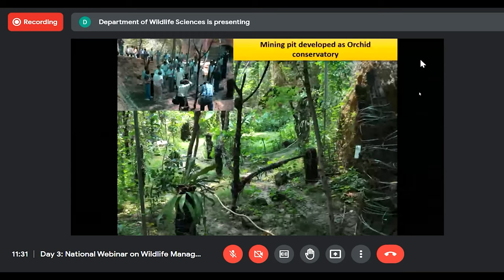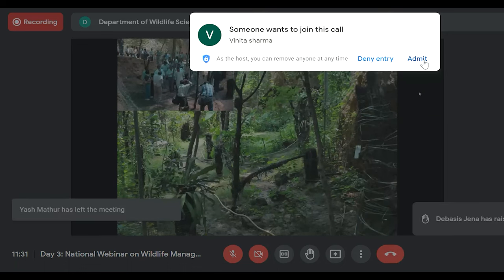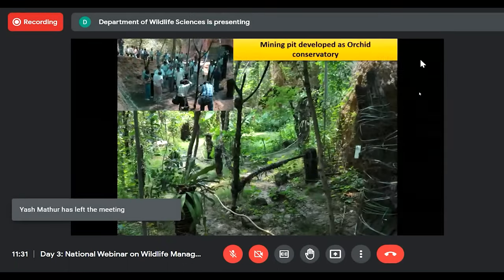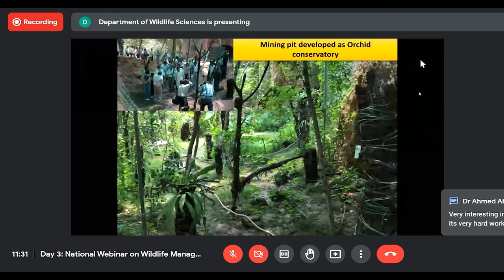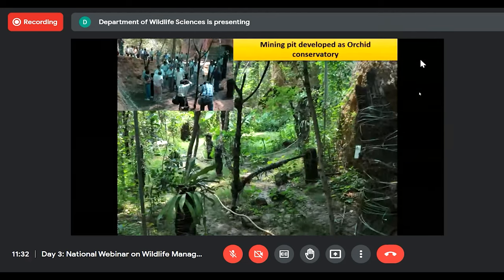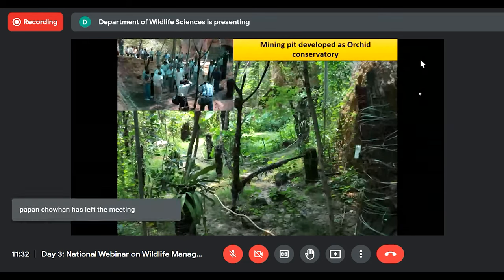This is one of the mining pits I was discussing, developed as the orchid conservatory. This is a typical 2005 scene when a whole range of people are standing over here. This is the urban minister at that time, Sir Ajay Maken. He visited the site. So we developed this into an orchid conservatory, and this is the scene at present. These are very special plants. Orchids are epiphytic plants. They grow above ground and require a very specific kind of temperature and humidity. The temperature should not go beyond 30 degrees, and the humidity should not go below 40, ideally 60 to 90 percent.